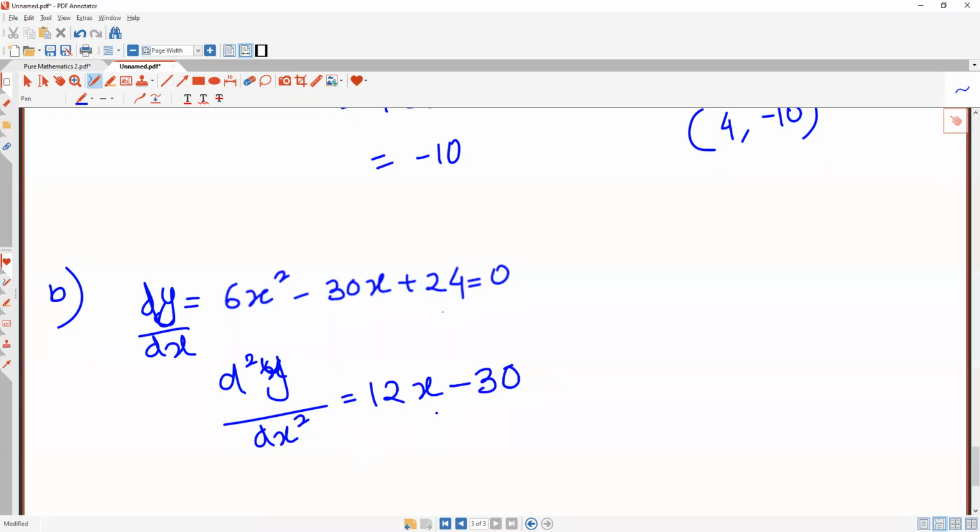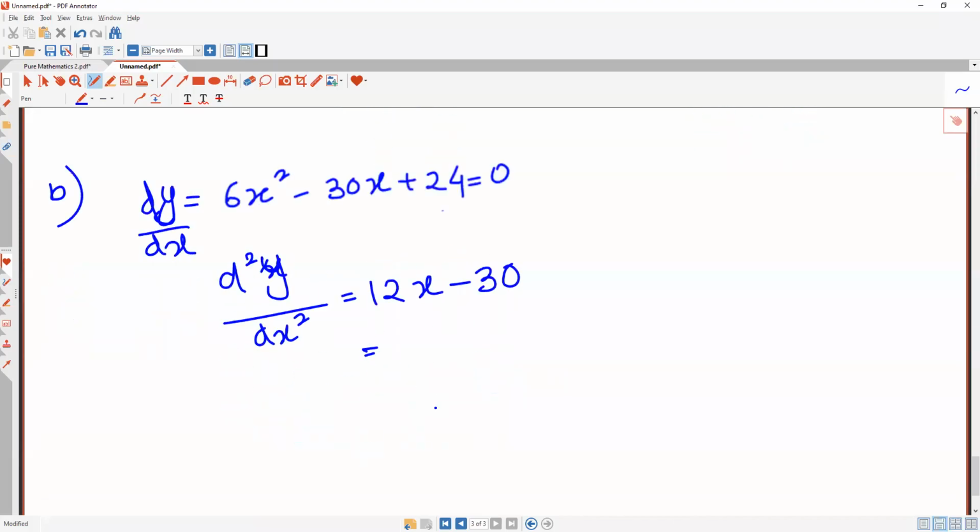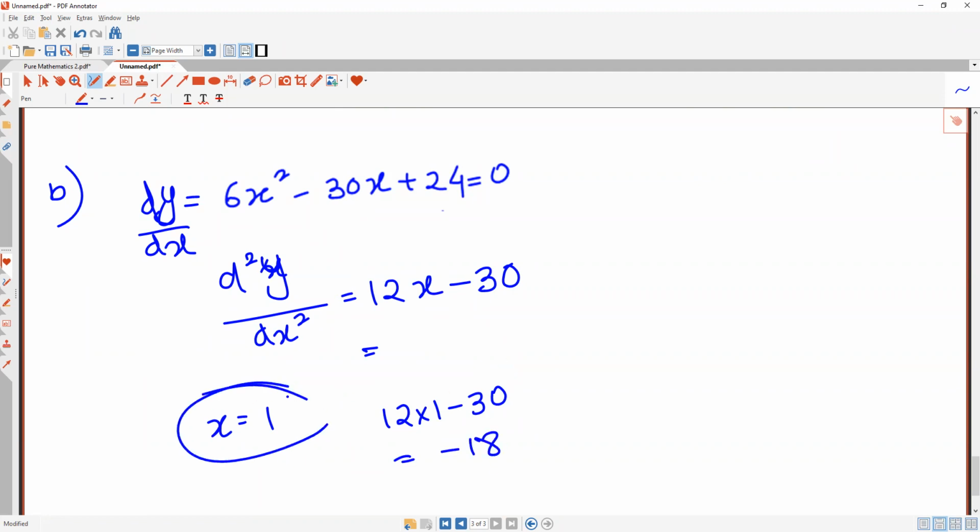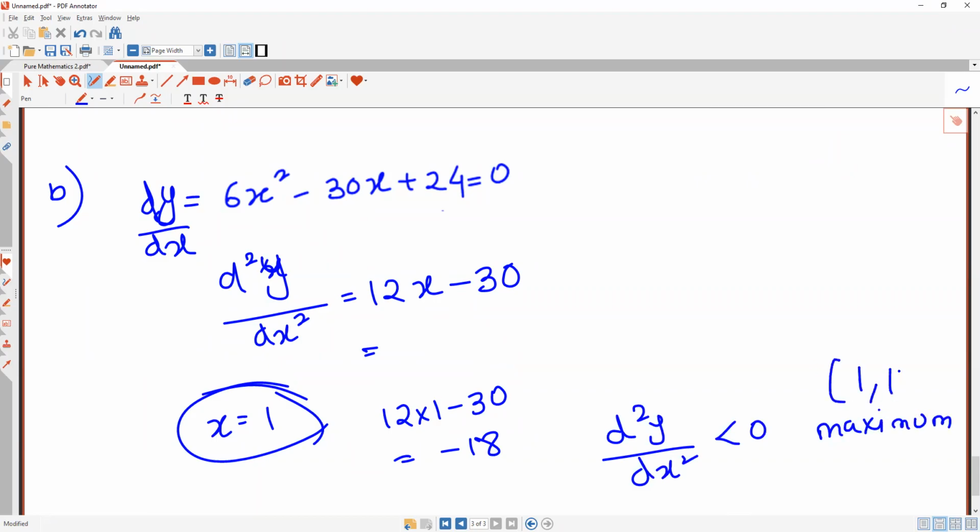Okay, you have to now substitute your x values. So when your x is 1, 12 into 1 minus 30. How much is it? 12 minus 30, that is minus 18. So when x is 1, d square y by dx square is less than 0. Therefore, it's a maximum. So 1 comma 17 is maximum.